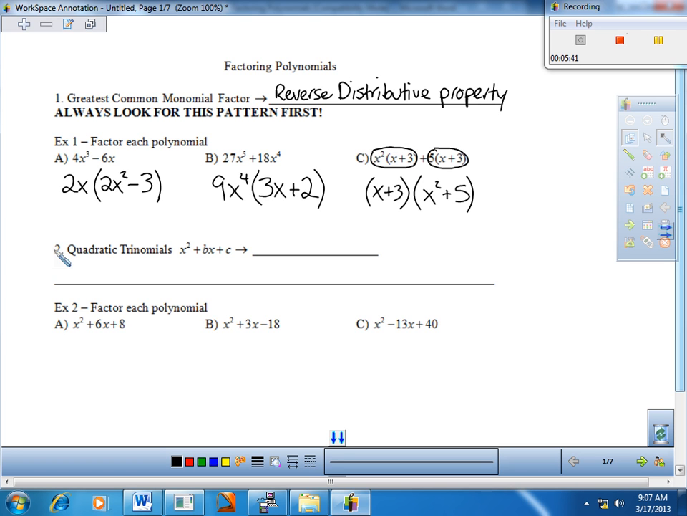All right, number 2, quadratic trinomial. So quadratic is a degree 2 polynomial. Trinomial is 3 terms. That's great. This number in front here is just a 1x squared for now. Makes it nice and easy. So we'll start out with that one.